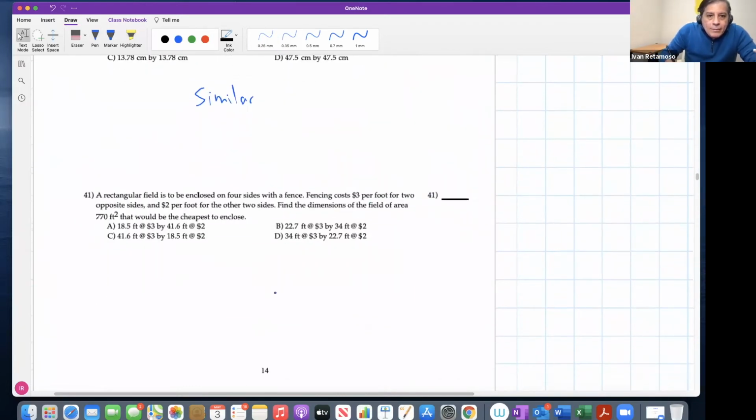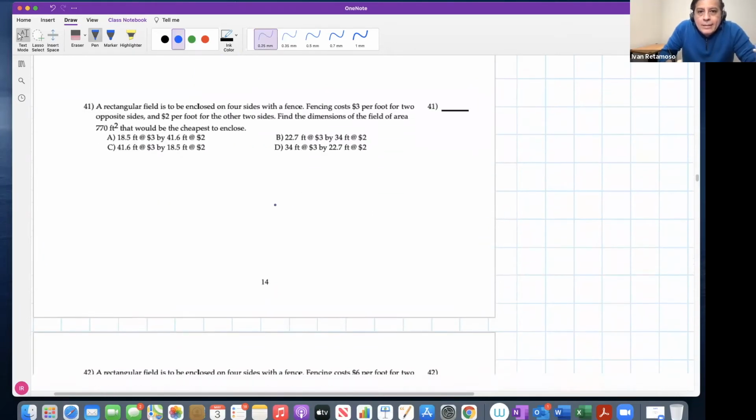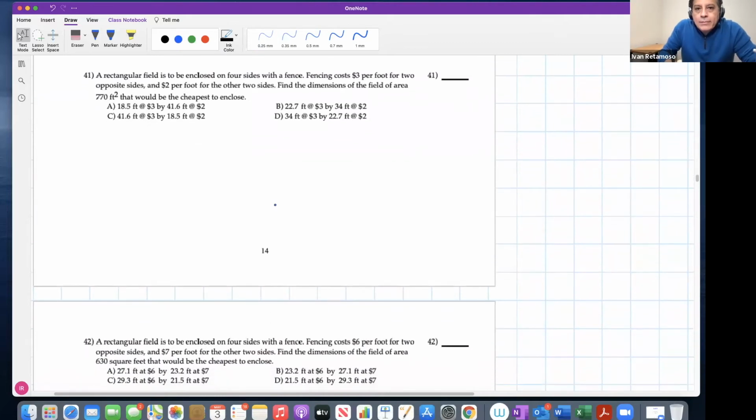A rectangular field is to be enclosed on 4 sides with a fence. Fencing costs $3 per foot for 2 opposite sides and $2 per foot for the other 2 sides. Find the dimensions of the field of area 770 square feet that would be the cheapest to enclose. All right, they're trying to minimize the cost.